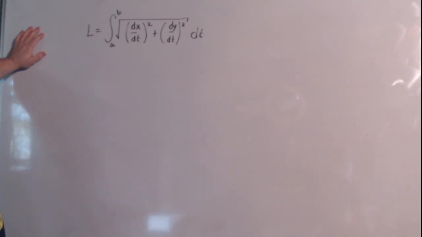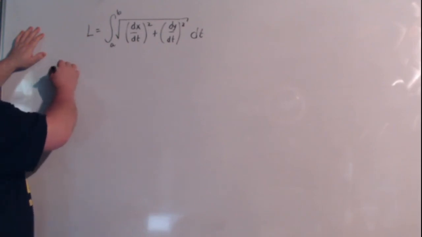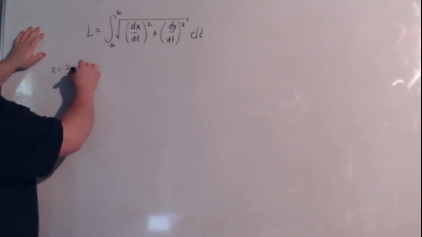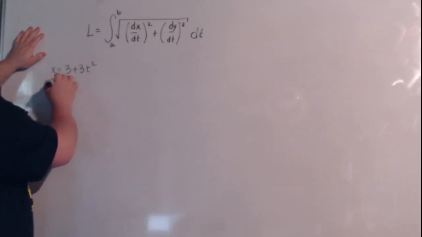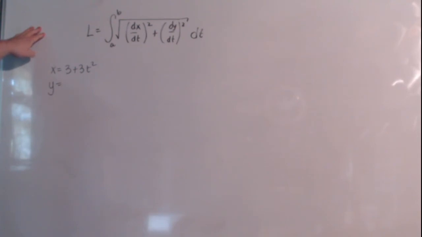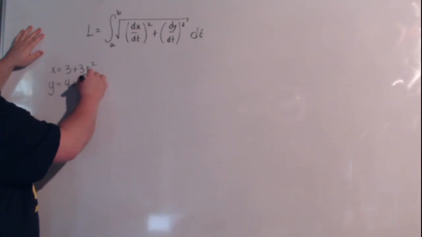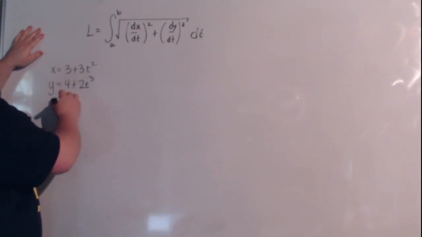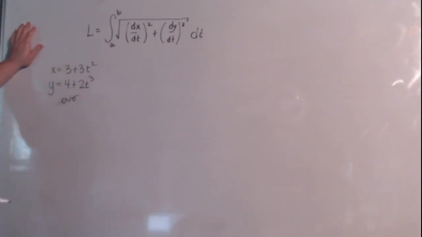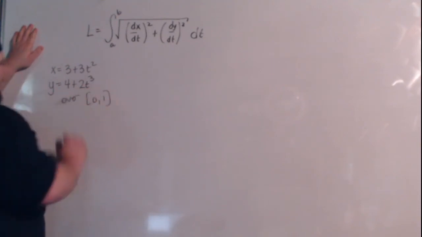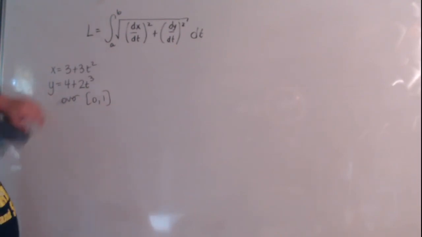It says find the arc length when x equals 3 plus 3t squared, y equals 4 plus 2t cubed, over 0 to 1. Okay? So I just got to find the derivatives, plug them in, and integrate.